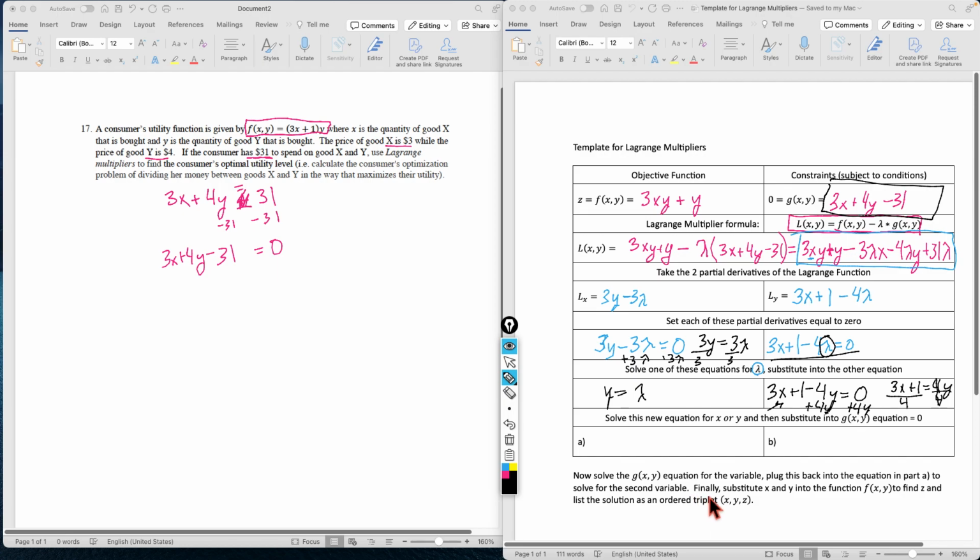To solve for the second variable, finally, so I made this, I'm not quite sure how to use it. What do I want here? I want, now solve this new equation for x or y, and then substitute it into g of x, y equation equals 0. Yeah, let's see, I'll just go through, plug this back into the equation in part A.